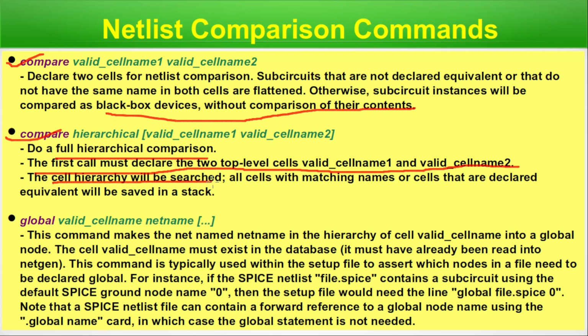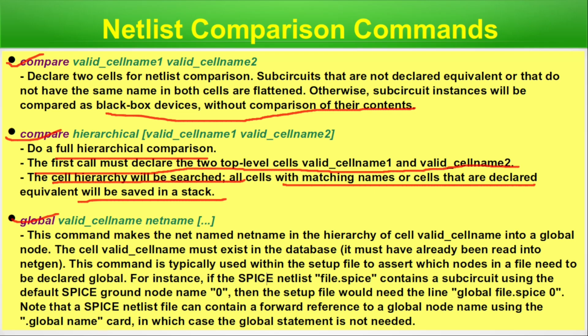The cell hierarchy will be searched. All cells with matching names or cells that are declared equivalent will be saved in a stack. Global valid cell name net name. This command makes the net name in the hierarchy of cell valid cell name into a global node. The cell valid cell name must exist in the database. It must have already been read into NETGEN.